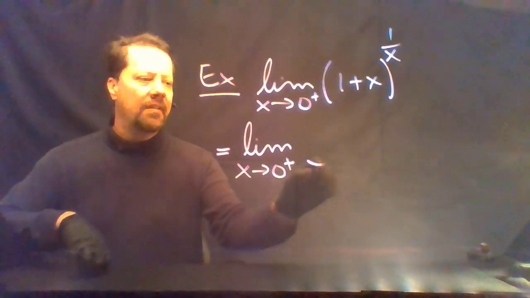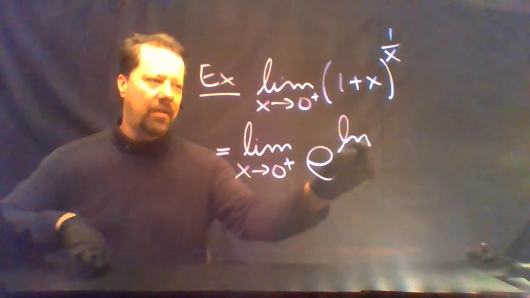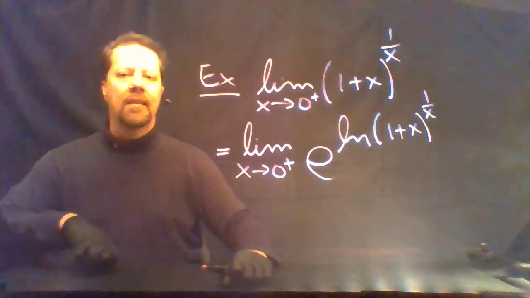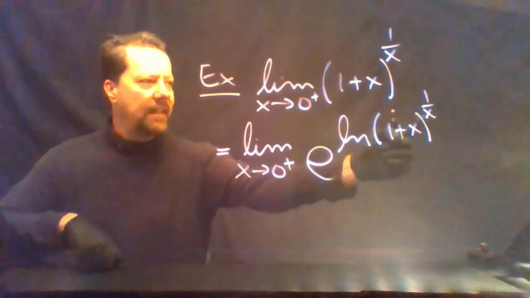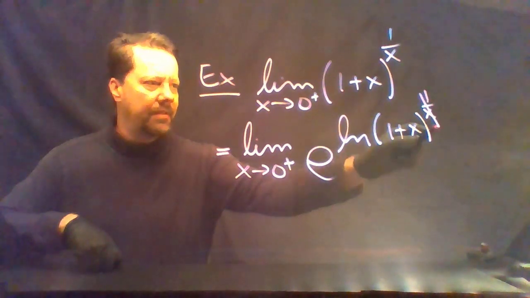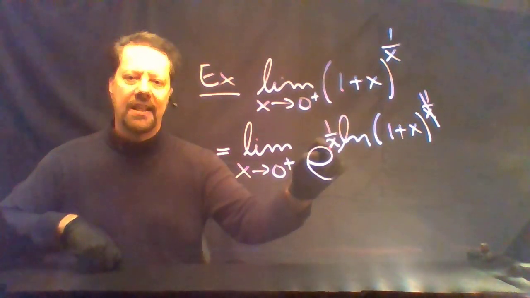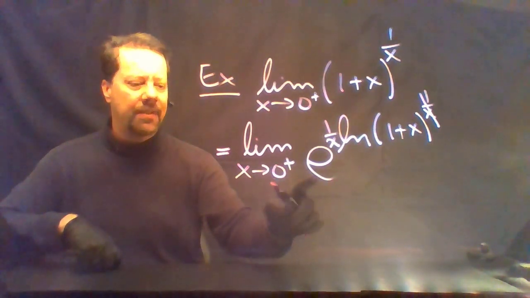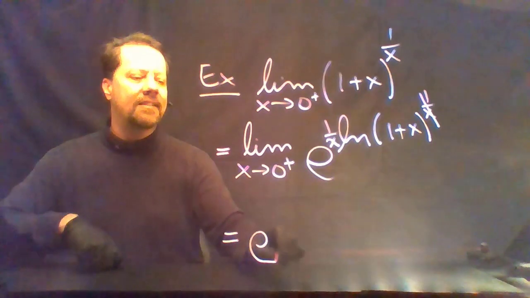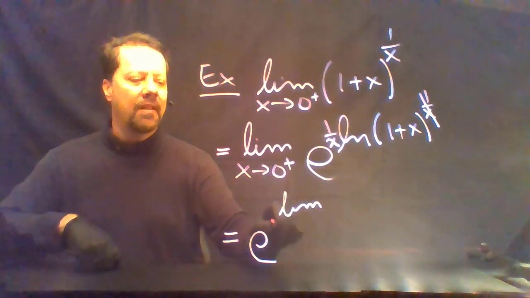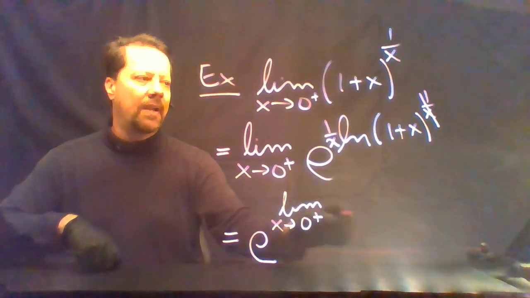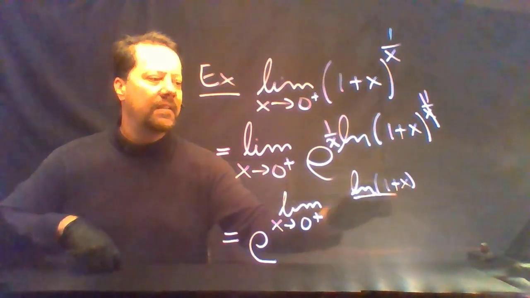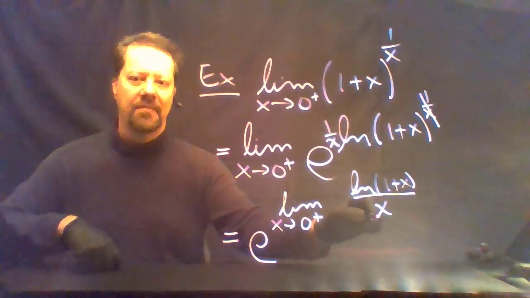And that is e to the log. Why is that so powerful? It allows us to take this exponent and write it here instead. Keep in mind that limits pass through continuous functions, which means we can write this as e to the limit as x goes to 0 from the right. What's left over is ln of 1 plus x divided by x.